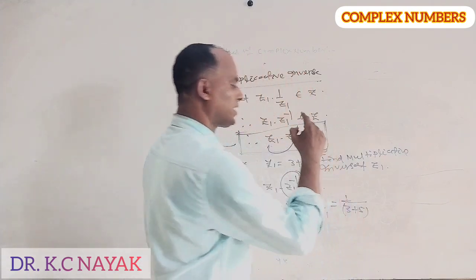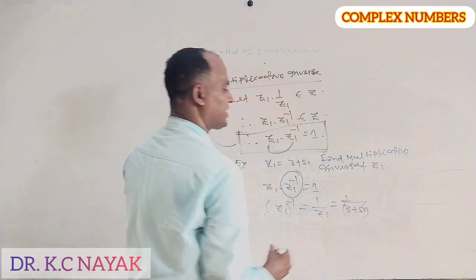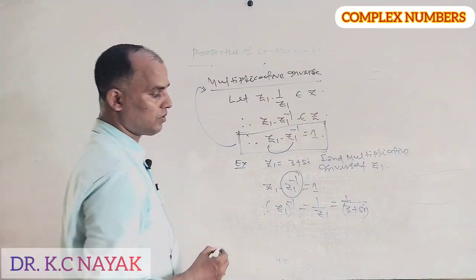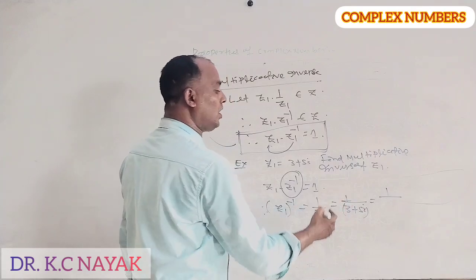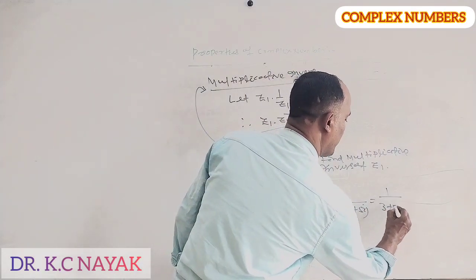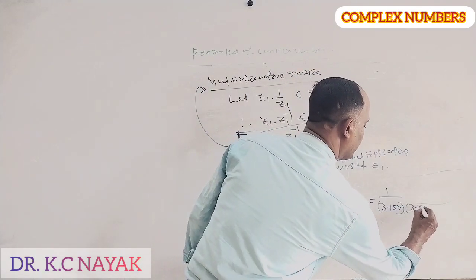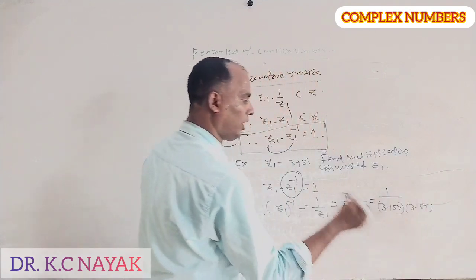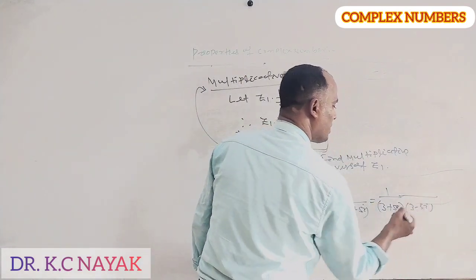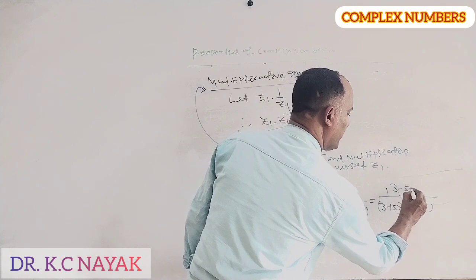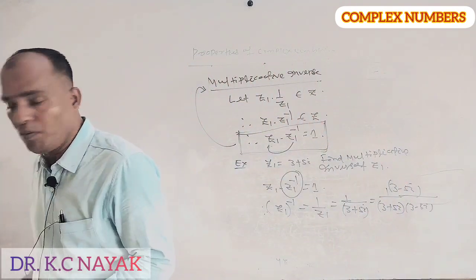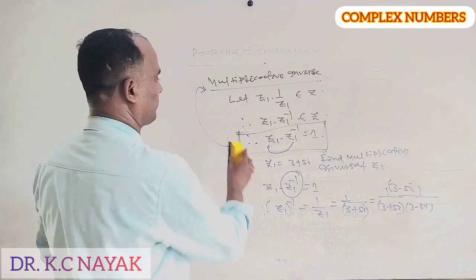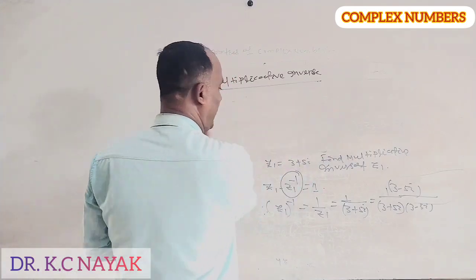Now I convert this into rationalization form. What is rationalization form? You multiply by the conjugate of the number 3 plus 5i. Then what is the conjugate? 3 minus 5i. If we multiply by it, then automatically we also divide by 3 minus 5i. Right or not? Then we simplify this one.